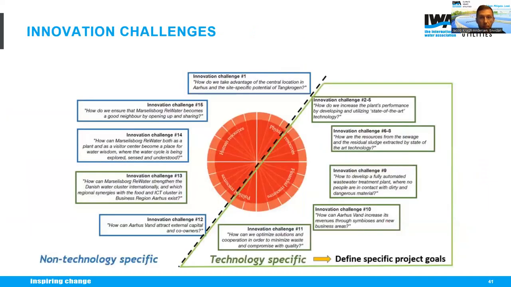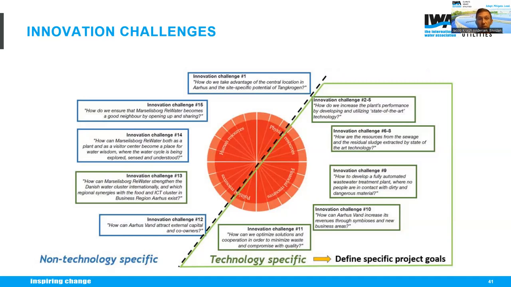Next slide, please. We also looked into something called innovation challenges. And this was actually something that Aarhus Vand already was working on from the very beginning of the project. In the prospectus, they were looking at how can we solve different challenges that we have in society. And some of it could be non-technology specific. It could be about how do we integrate the wastewater treatment plant in the city? How do we get the citizens to come and visit and learn from this facility? And it could be from the technological side, with how to reduce nutrients into the receiving water bodies, how to reduce CO2 emissions, energy consumption, and stuff like that.